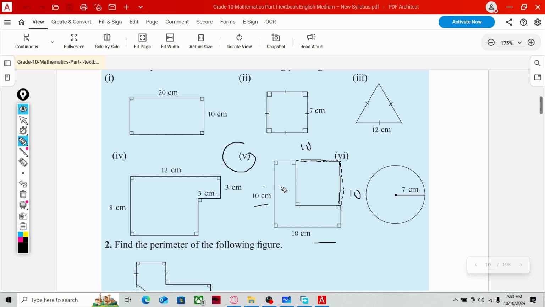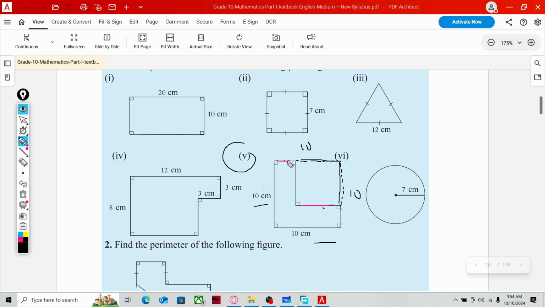Now, if you look carefully at this figure, who are the unknown terms we are finding? We need to find this one, and this one, and this one, and this one, right? But now let's concentrate first on the horizontal lines first, right? Let's concentrate on the horizontal line first. So we have this one and this one and this one.